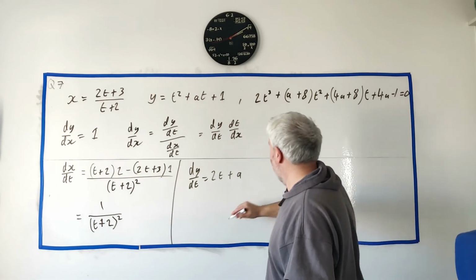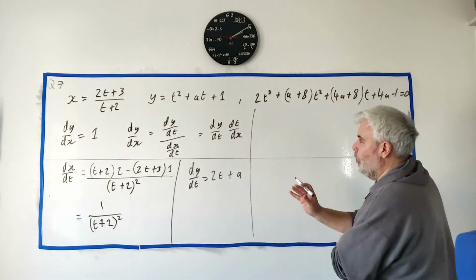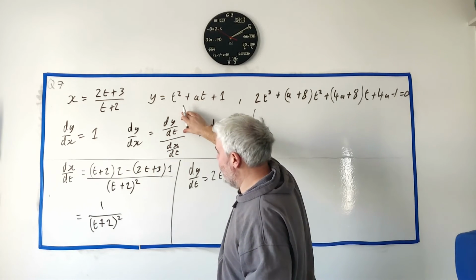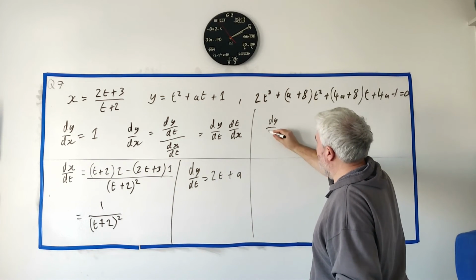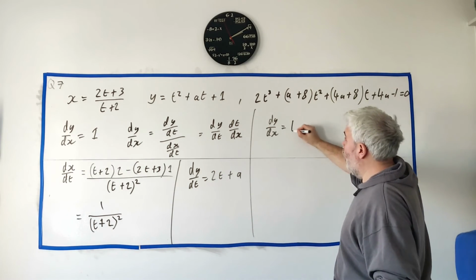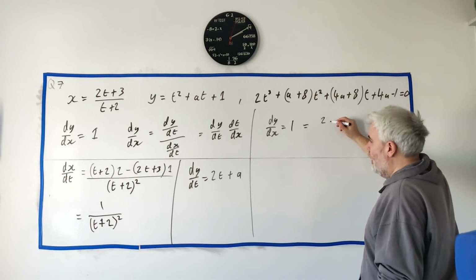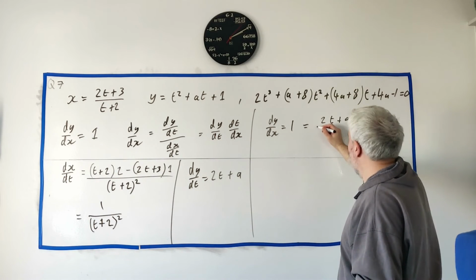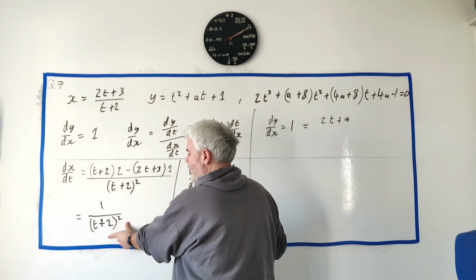I should have squeezed that down there. Let's put this together then. Hopefully I'll have enough room here. dy/dx is equal to dy/dt divided by dx/dt. Well, first dy/dx equals 1, which equals dy/dt, 2t plus a, divided by this guy here, dx/dt.